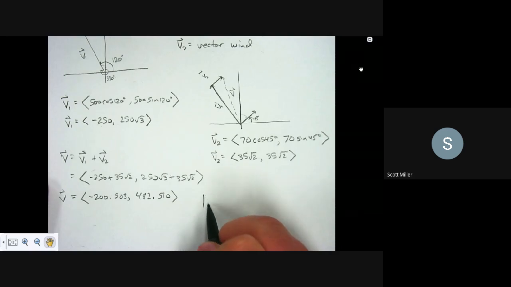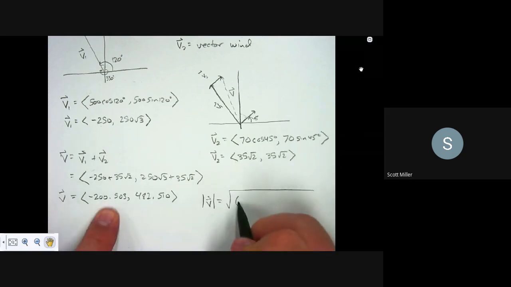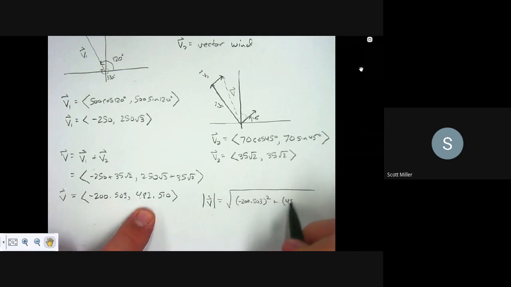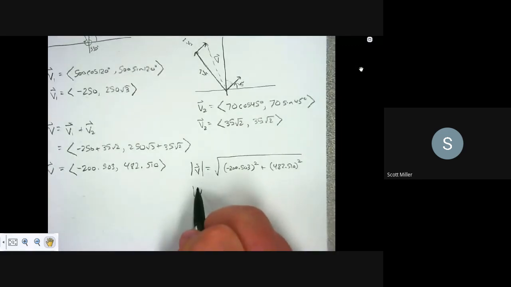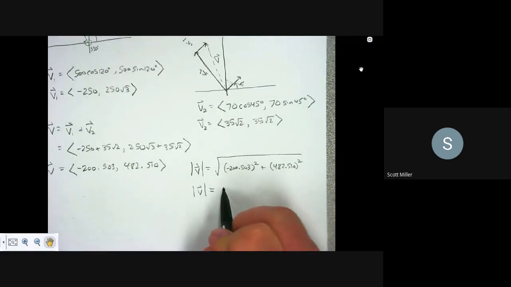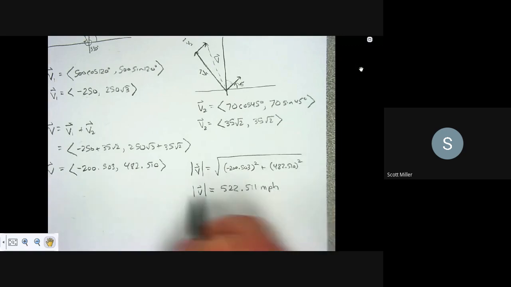What is the magnitude of v? It is the Pythagorean theorem. It is the square root of negative 200.503 squared plus 482.510 squared. Using our calculator, we get that the plane is now going 522.511 miles per hour.